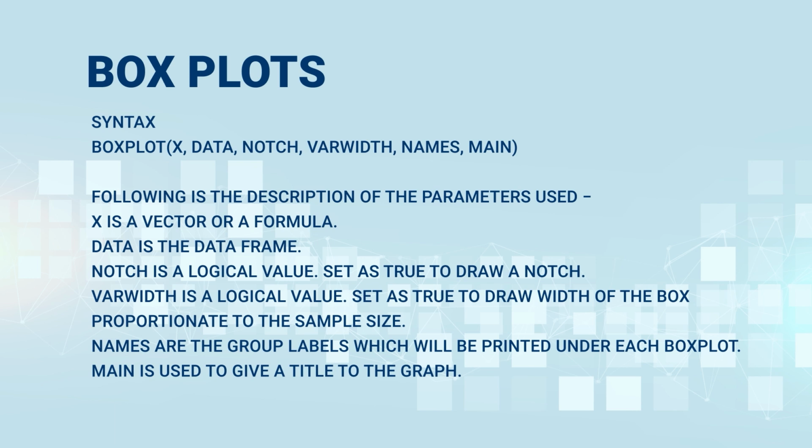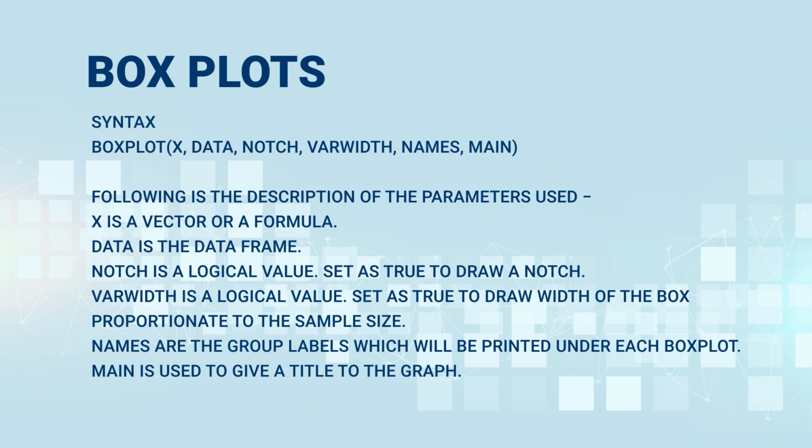Notch is a logical value, so it can be true or false. If you set it true, there will be a notch drawn at both ends of the box. I'll show you in the example. Varwidth is again a logical value, so it is set as true to draw the width of the box proportional to the sample size. Again, you can set it as true or false, depending upon how you want to visualize your data. And names are the group labels which will be printed under each box plot.